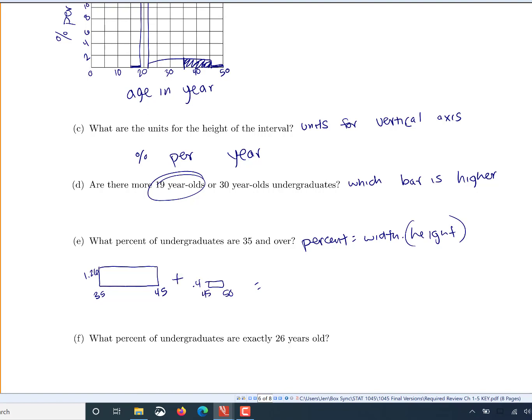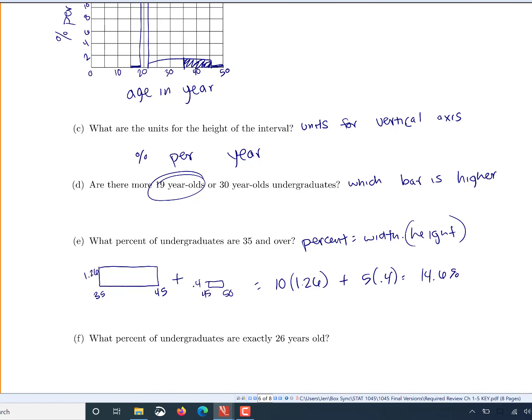And I'm going to basically add those together. So for my first one, I have a width of 10 from 35 to 45 and a height of 1.26. And my next one, I have a width of 5 times a height of 0.4, so it gives me 14.6%.